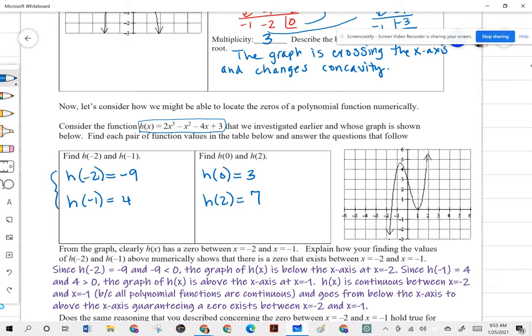Since h of -2 equals -9 and -9 is less than 0, the graph of h of x is below the x-axis at x equals -2. Since h of -1 equals 4 and 4 is greater than 0, the graph of h of x is above the x-axis at x equals -1. H of x is continuous between x equals -2 and x equals -1, first, because all polynomial functions are continuous, just in case you didn't know that, and goes from below the x-axis to above the x-axis, guaranteeing a 0 exists between -2 and -1.